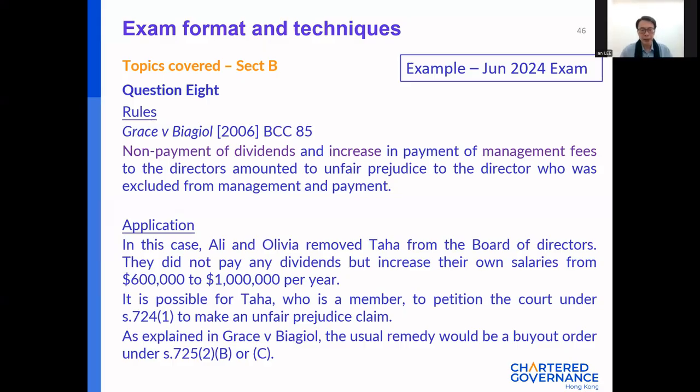So as explained in a court case, the usual remedy in this case, if the court agreed it was unfair prejudice, would be a buyout order under 725 subsection 2, either B or C. So either requiring Ali and Olivia to buy the shares from Taha. In this case, they refuse, so it's possible to order the company to buy the shares from Taha, and then of course cancel those shares.